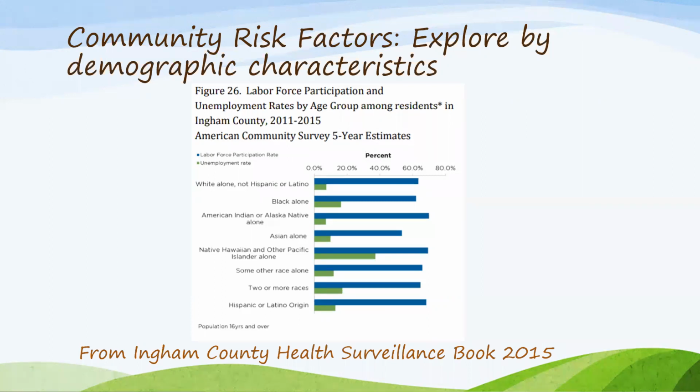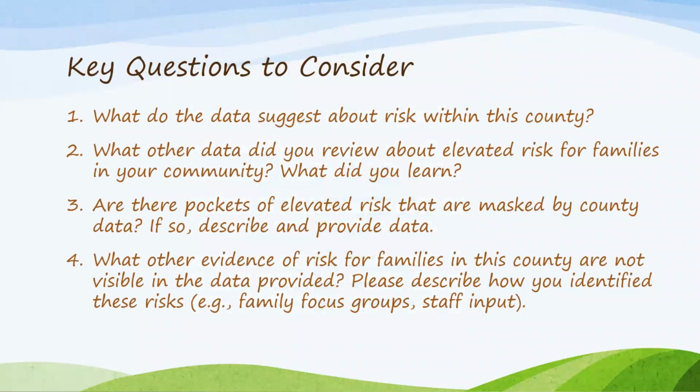These three sources and types of indicators are shared to illustrate the types of information available to you and your partners. These sources are readily accessible and will help you tell a much richer and more complete story of the risks facing families in your community. After reviewing data about community risks and discussing these questions with your community partners, you will enter your findings into the online tool in REDCap.